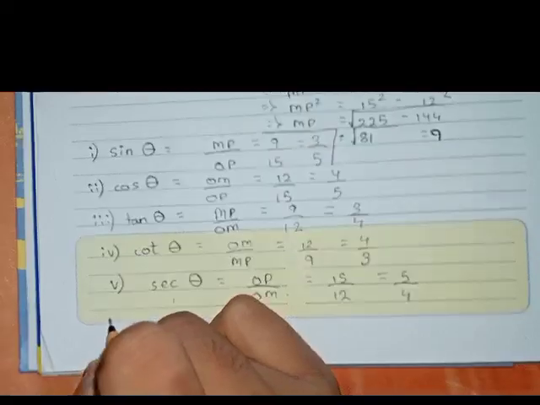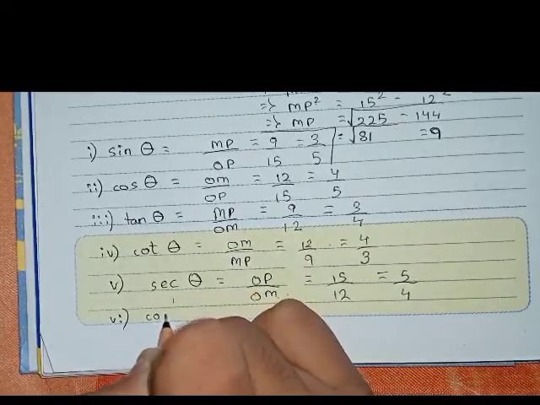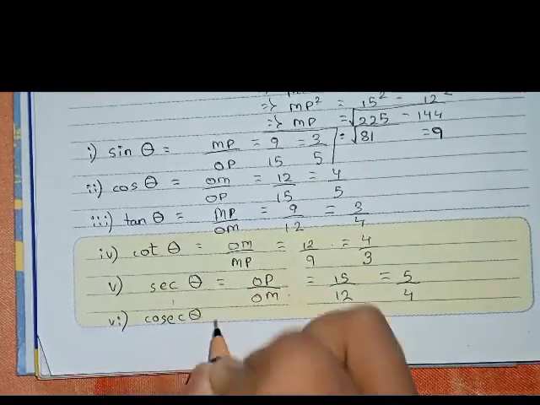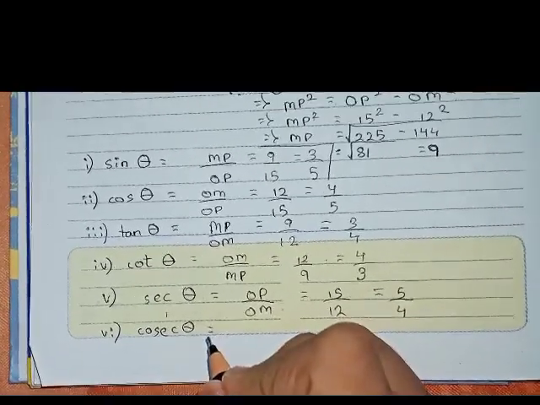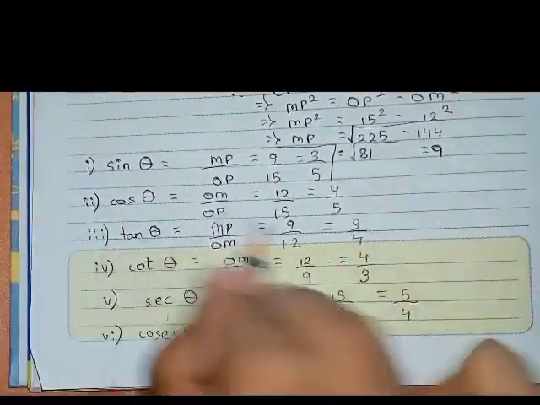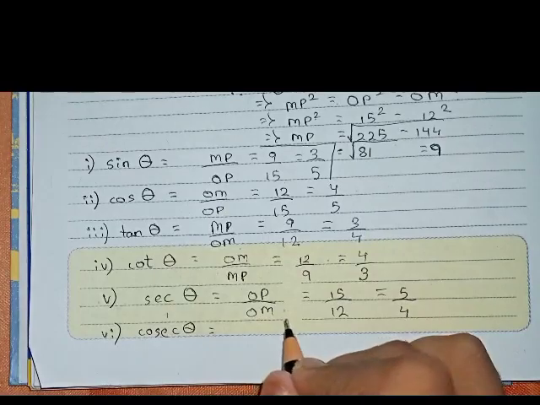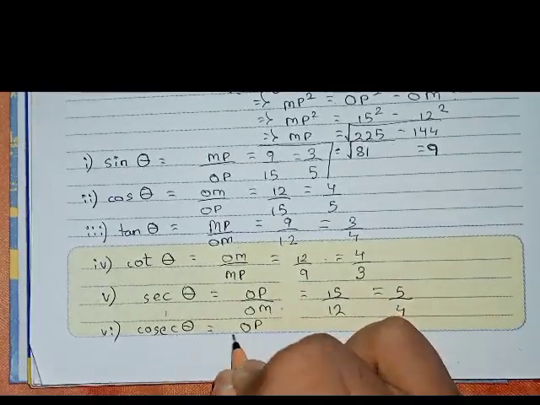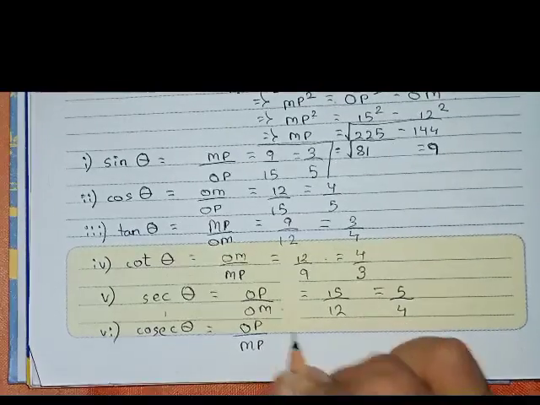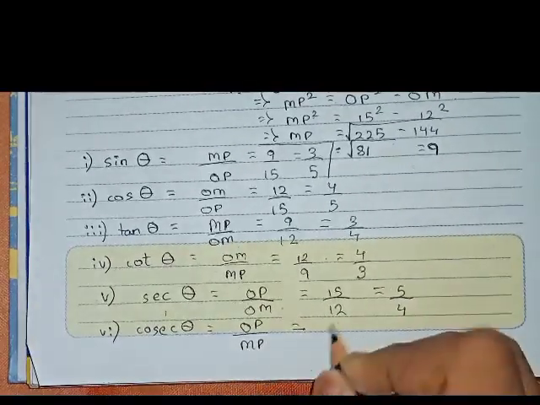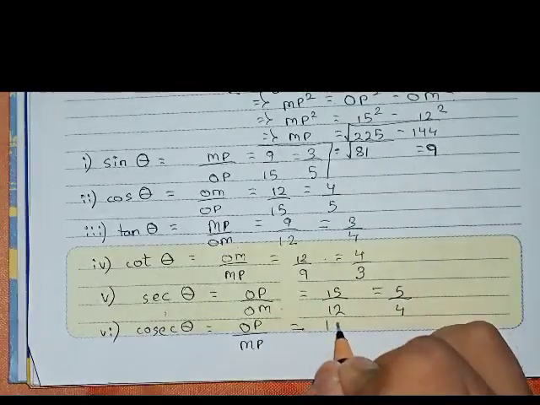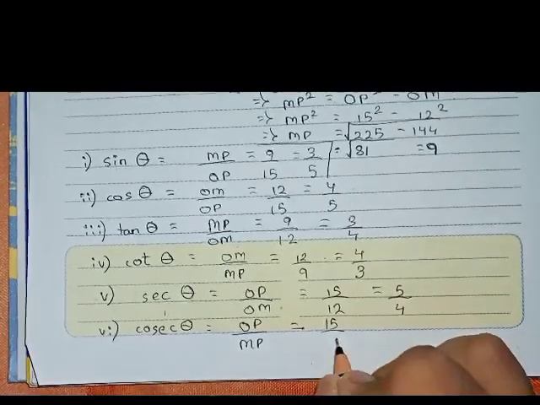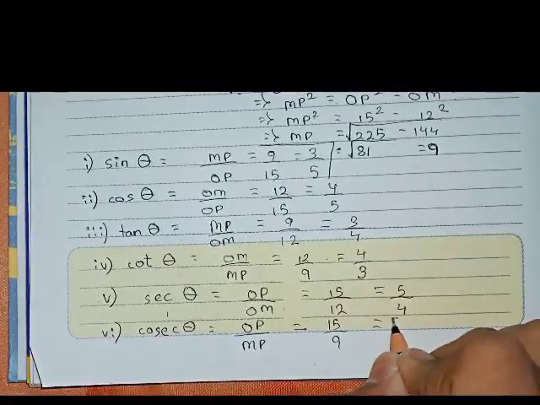Now last is cosec theta. This is the reciprocal of sin theta. Sin theta is height by hypotenuse, so this will be hypotenuse by height. Hypotenuse is our OP and our height is MP. Therefore OP value is 15 and MP value is 9. Cut by 3, it will become 5 by 3.